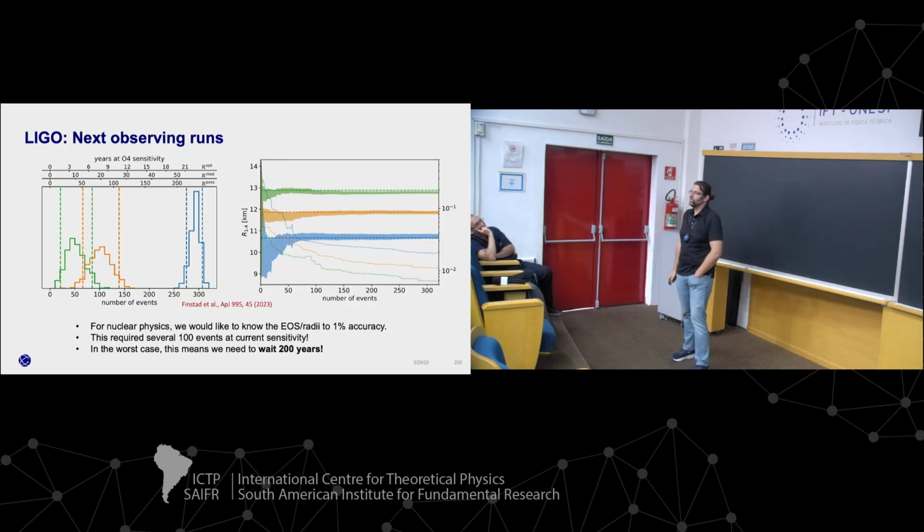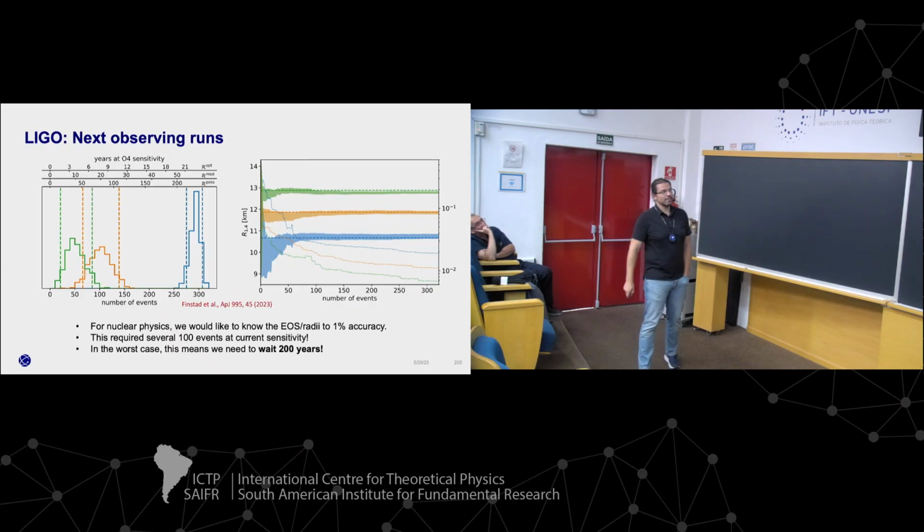That's awfully long. And we're most likely not in the optimistic scenario because we haven't seen the 7 promised neutron star mergers in the current observational run. So we are very close to the pessimistic scenario. And so we would need to wait hundreds of years to observe enough events to get to these accuracies. And that's very bad.